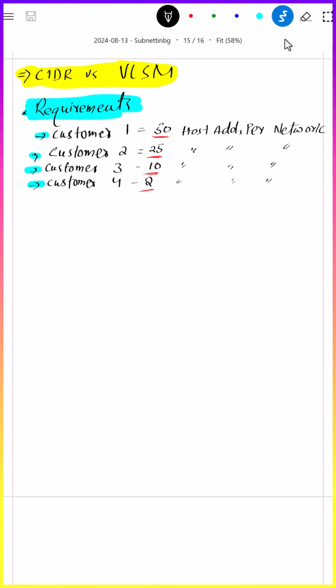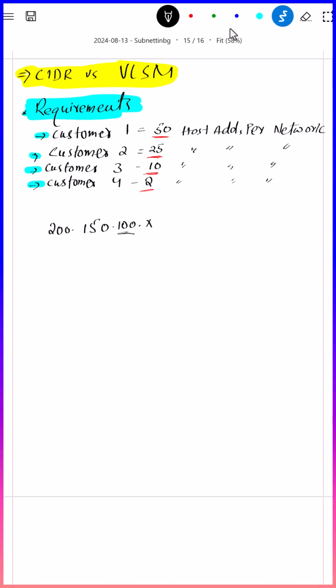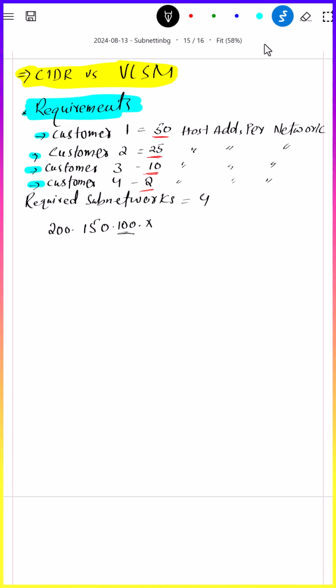Suppose I have a class C public IP address 200.150.100.x. So I have one network and I require to divide this one network into four subnetworks because there are four customers. So required subnetworks is equal to 4.